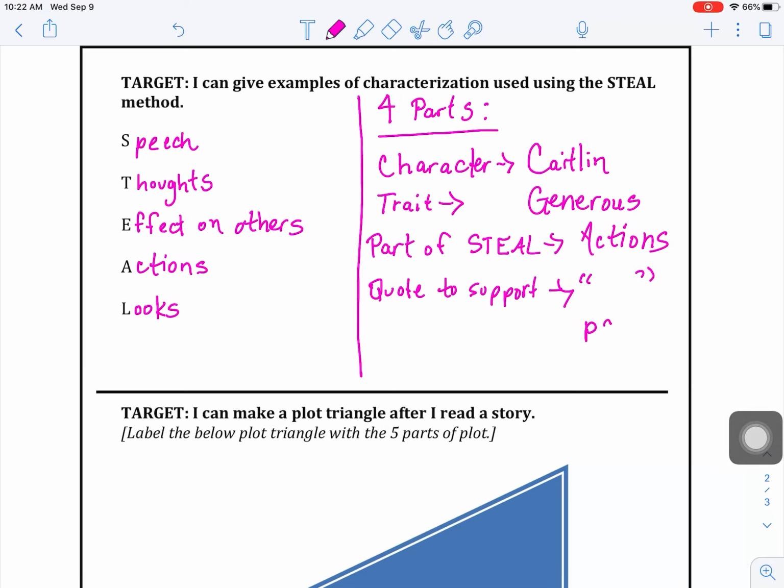So I'm just going to act as though there's a quote there with the page number. And this is what you're going to work on with your short stories. Who's a character? What's a trait you learned? What part of Steele taught you that? And show us a line that supports it. And that's the Steele method.